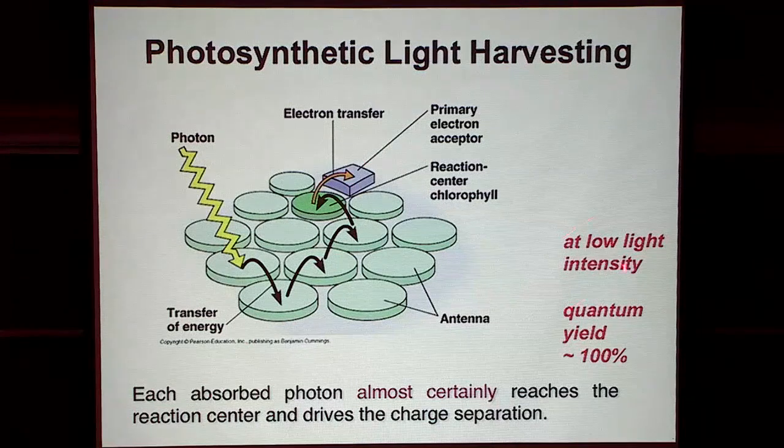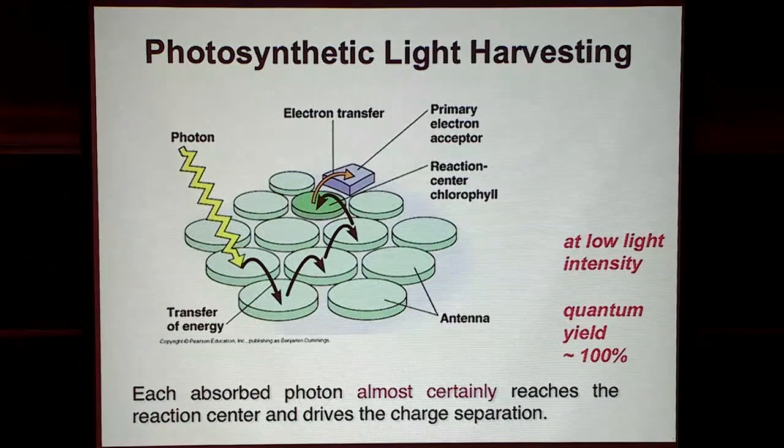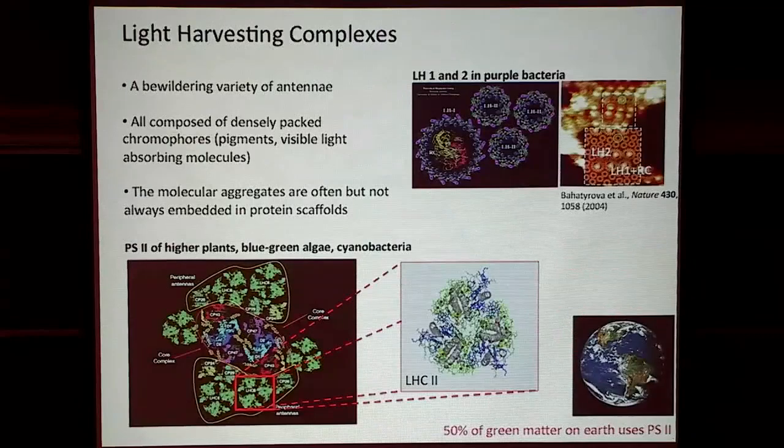And this happens at very low light intensity. And again, the odd thing about this was that the picture was a diffusive hopping transfer, but it has this very high quantum yield, which always made people think, well, maybe there's more to this than just hopping around diffusively. Now, let me show you what they look like, these things.